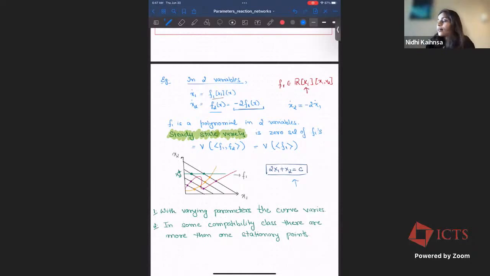Okay. And then you're also varying the kappa i, is that right? You're varying these two parameters, kappa i and c. Yes. So when you vary the kappa i, your curve changes. When you vary c, your points of intersection change. Okay. Yeah, thank you. Are there any more questions?